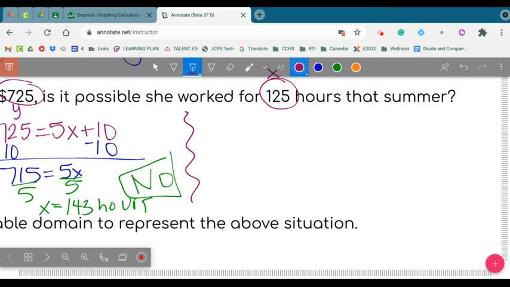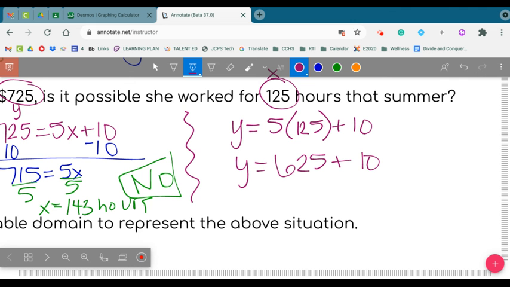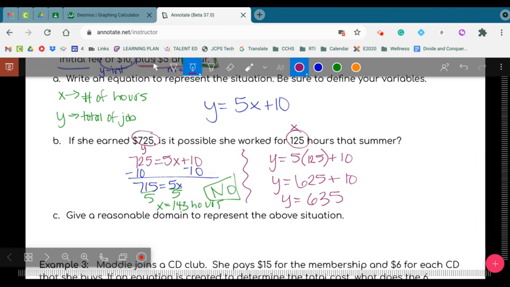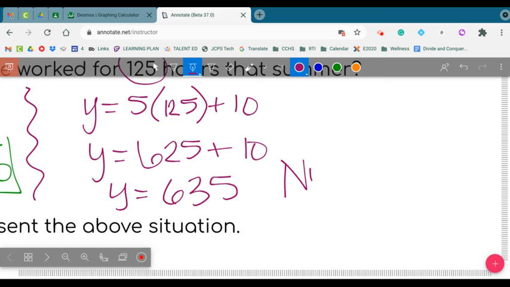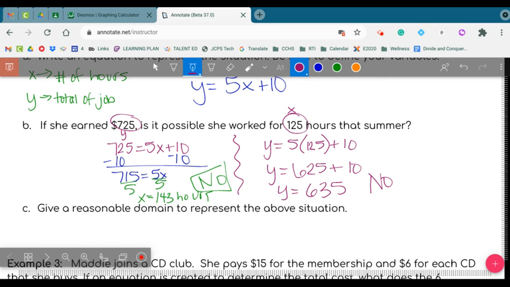And then the other side, you can plug in 125 for x. So you're going to get y equals 5 times 125 plus 10. 5 times 125 is going to give you 625. 625 plus 10 is going to give you 635. So, did she work 125 hours? No, because she worked more than that in order to get $725.